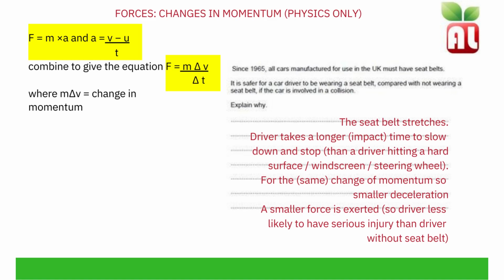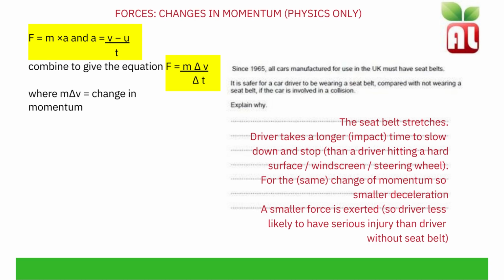Changes in momentum. Combining the following equations, force equals mass times acceleration and acceleration equals change in velocity over time, can give the total equation of force equals change in momentum, which is mass times the change in velocity, divided by the change in time. This calculation can be used to calculate impact force in a collision.